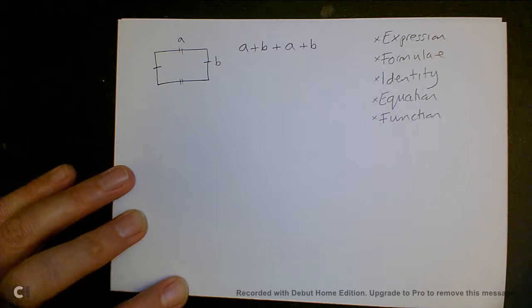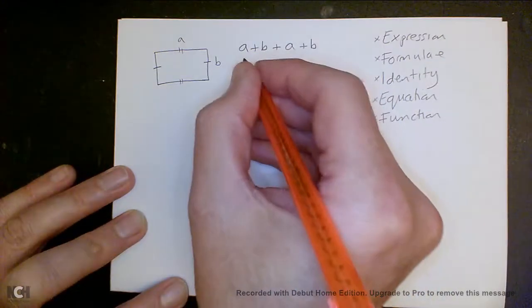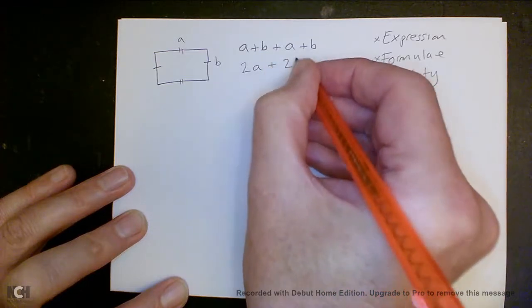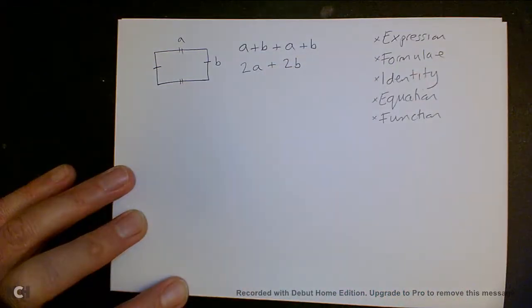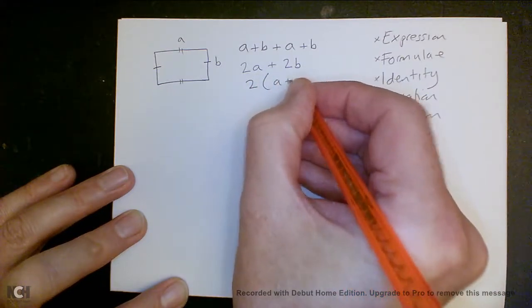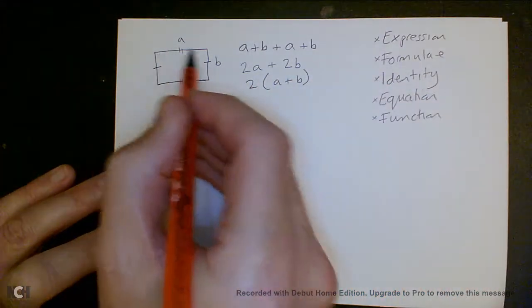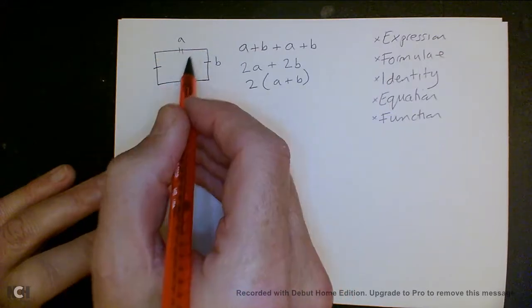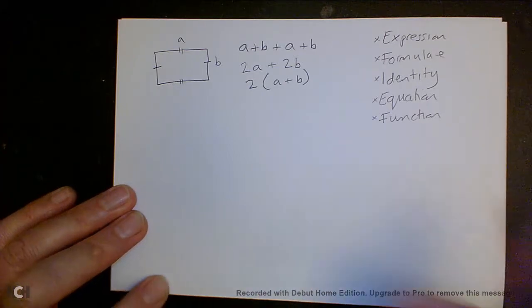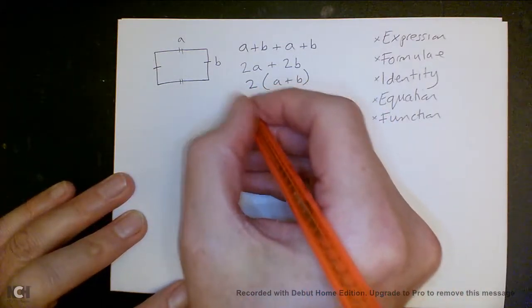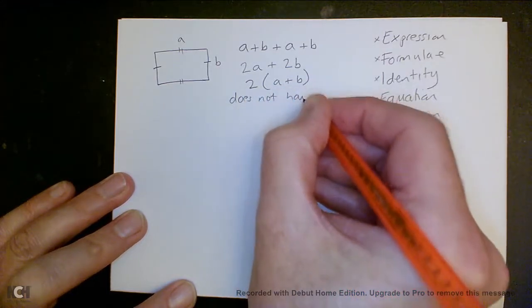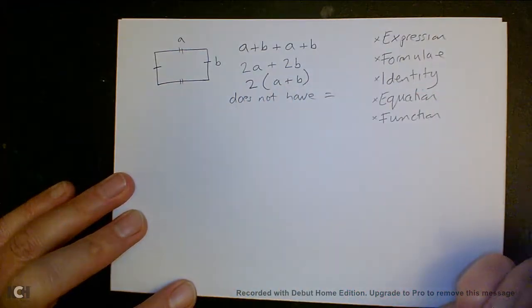But there are other expressions for the perimeter as well, because I could rewrite this as 2A plus 2B. Or I could write it like this: 2 times (A plus B). I go A to B and then double it. So these are expressions. Now crucially, you can spot an expression because it does not have an equal sign.